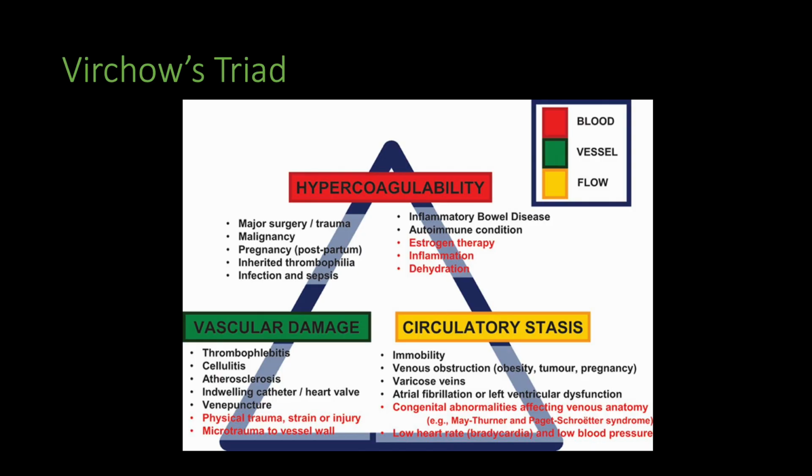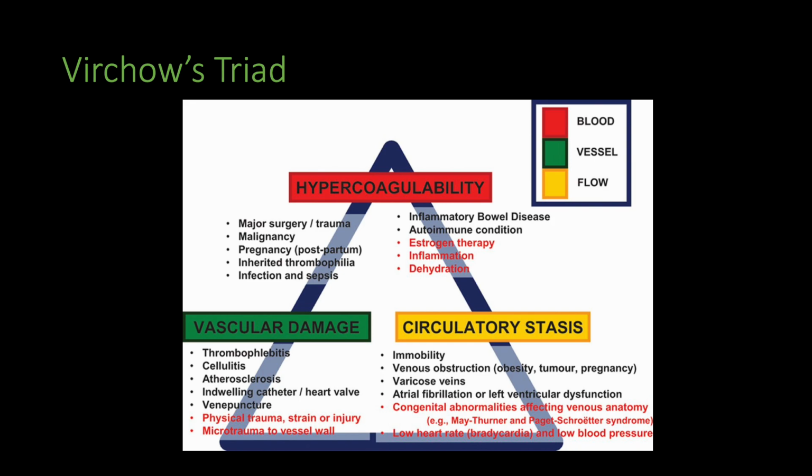So, venous obstruction, depending on obesity, if there's a cancerous tumor in the body, pregnancy, those kinds of things. Some of these things overlap. Varicose veins, that's another representation of causing a VTE. AFib or left ventricular dysfunction. So these are some of the ways that VTE may occur.